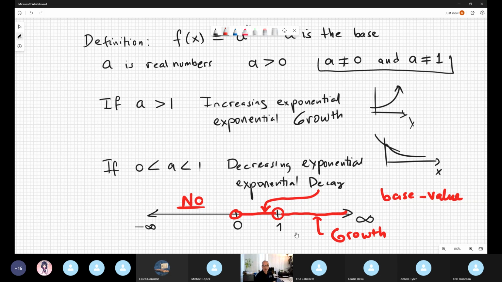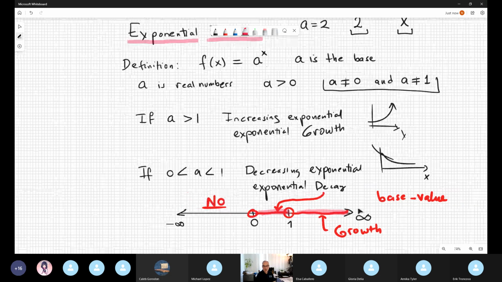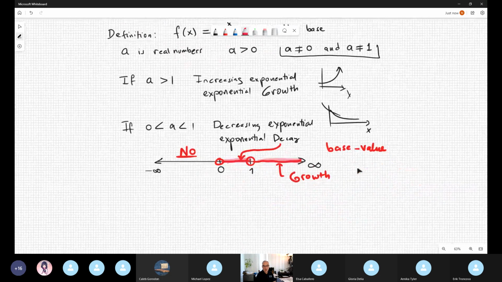Only in the red part. Let me highlight this. That part and that part. And you need to differentiate. Okay, when the base is less than 1 is decay, and when the base is greater than 1 is growth, exponential. Let's see a couple of confusing examples before I start the property in detail.